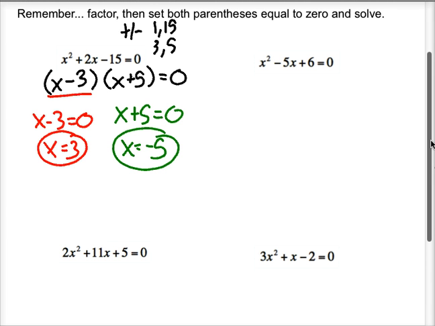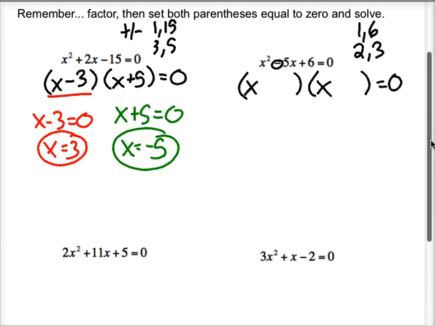And again, we can keep applying the same thing. So let's apply it here. The x squared comes from x and x. That 6 could come from 1 and 6 or from 2 and 3. But the thing I'm noticing is it's adding to be a negative 5.